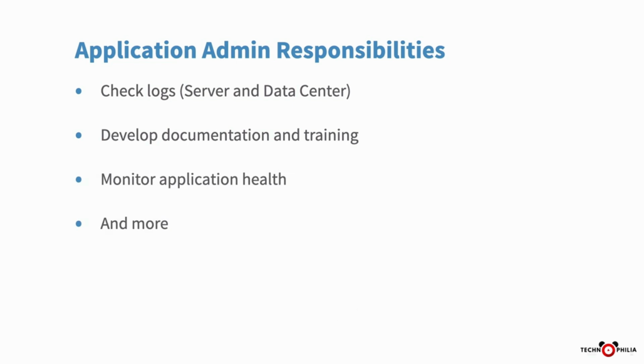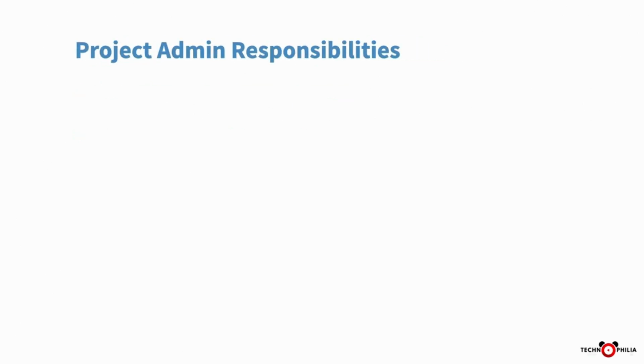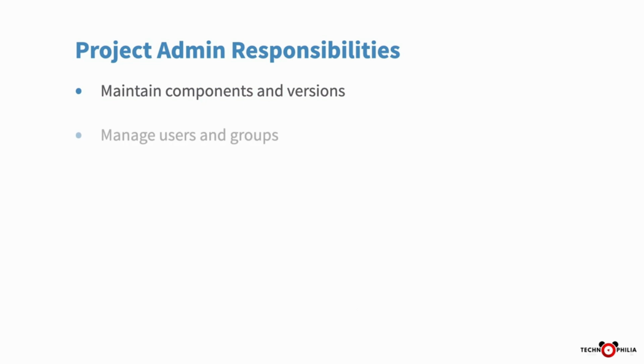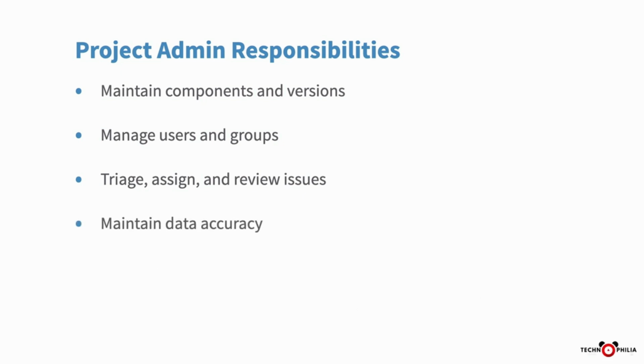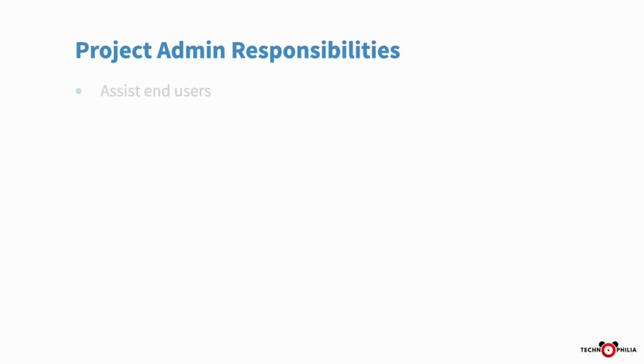health of the application. While we're discussing responsibilities, let's examine what a project administrator does. Now, individual projects can have multiple administrators, and project admins typically set and maintain components, versions, and other project-specific settings. They can manage project access, triage, assign, and review issues as they're created, maintain issue data and accuracy, assist end users with issue, filter, board, and dashboard questions, and finally assist the application admin team by reporting project problems and customization needs.